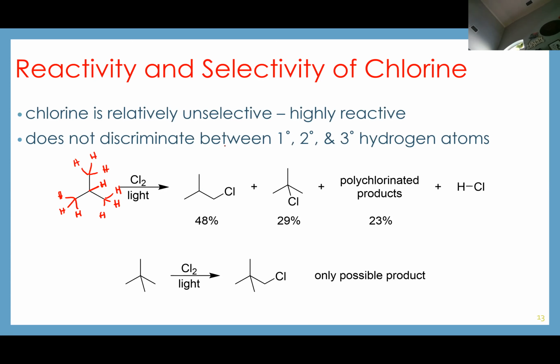The exception is that if you react what's called neopentane, or 2,2-dimethylpropane, with chlorine and light, there's really only one possibility, and that's that you would chlorinate the methyl group. You would still end up with some of the polychlorinated products, but since there's only one type of hydrogen here, you're only going to get one possible mono-substituted product. Does that make sense? Okay.